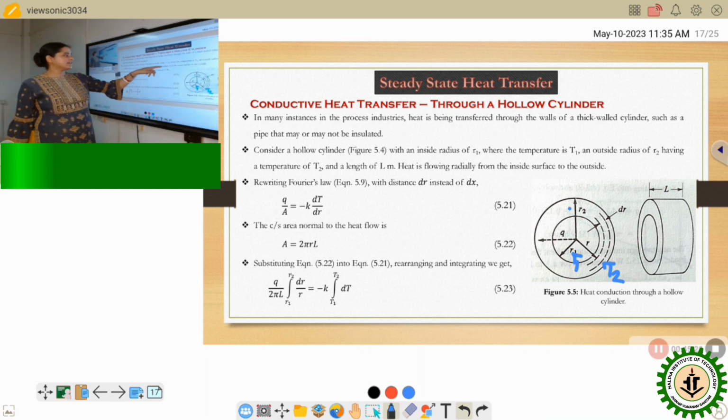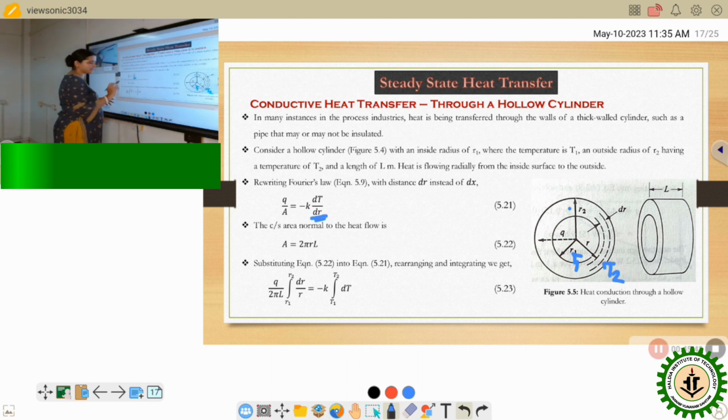Now heat is flowing radially from the inside surface to the outside surface. If hot water is flowing within the pipe, then from the inside to outside heat will flow. Temperature T1 will be higher than T2. So it flows radially. Rewriting Fourier's law, instead of dx I will write dr here because I am concerned about radius here.